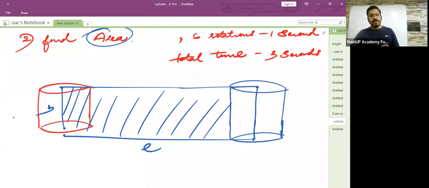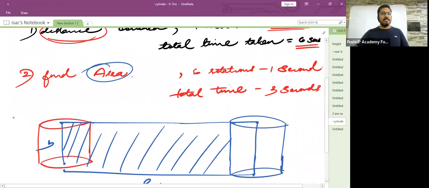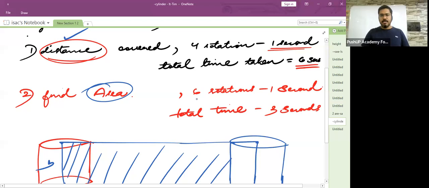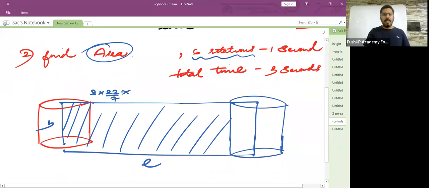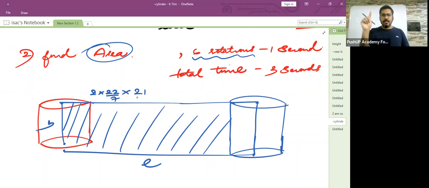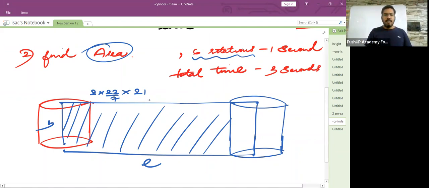Now children, let's find out how much is the length covered by the cylinder. According to this data, it is going to be 2 into 22 by 7 into, what was the radius here? 21 centimeters. What is 2 pi r? It is the distance covered in one rotation. Please keep this in mind.